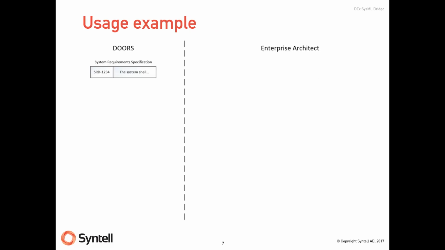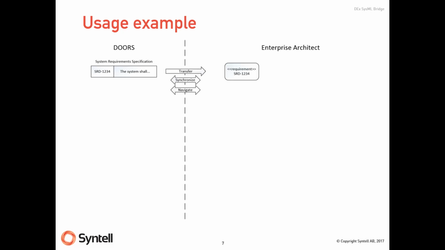Let's have a look at a usage example. In this example, we have a requirement in DOORS, a system requirement. This requirement is then transferred using the SysML Bridge into Enterprise Architect. Once it has been transferred, it means that you can synchronize changes in either direction, from DOORS to Enterprise Architect or the other way around. It's also possible to navigate in both directions.